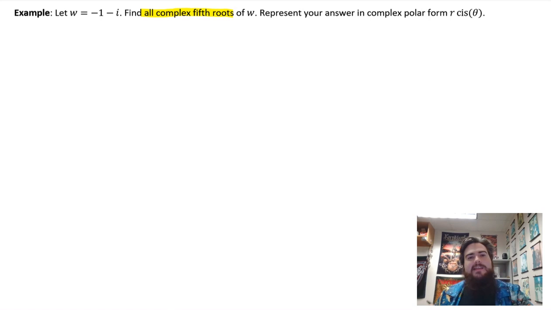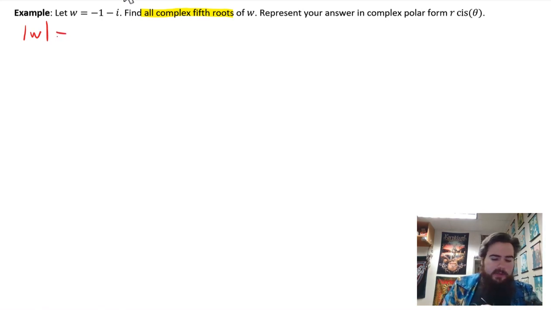Note that the question does say to find all complex fifth roots. Since we are taking this complex number to the 1/5 power, that means there are going to be 5 answers for this. The fifth root will have 5 solutions. However, before we can work with the root formula for complex numbers, we are going to need to first change w into complex polar form. Let's quickly do that. With w here, we need both the modulus and the argument.